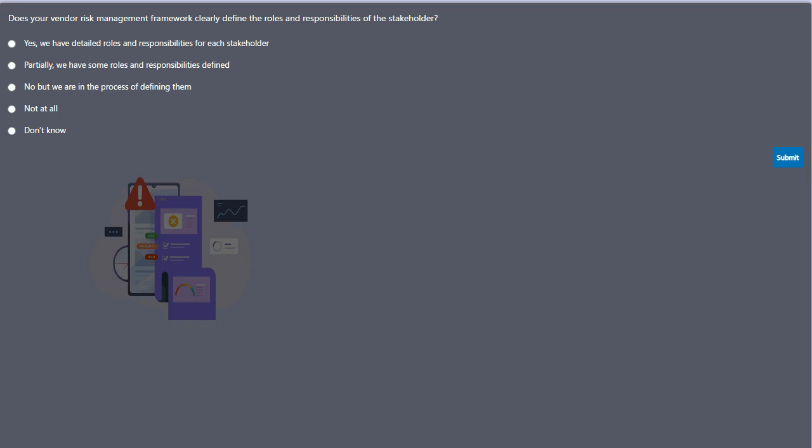This first poll question is, does your vendor risk management framework clearly define the roles and responsibilities of the stakeholder? Yes, we have detailed roles and responsibilities for each stakeholder. Partially, we have some roles and responsibilities defined. No, but we are in the process of defining them. Not at all, or you don't know.